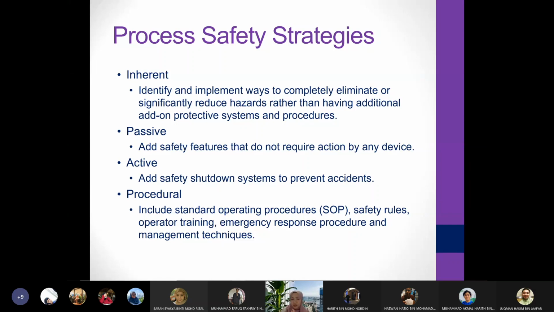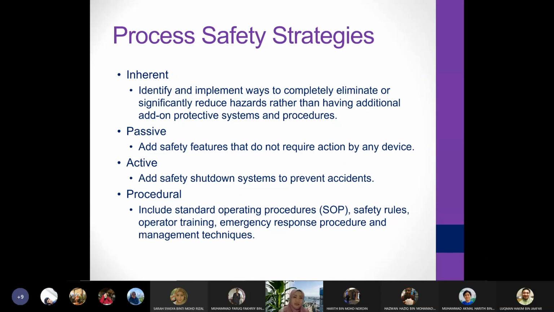But you still need to put on protective systems. You can have a passive or an active protective system or procedure. A passive system is a safety feature that does not require action by any device. For example, putting up a wall, putting on safeguards. Those are passive features. You do not need any action by that device or anyone. It just restrains somebody from doing something bad, or something bad getting to you. That's a passive safety strategy.